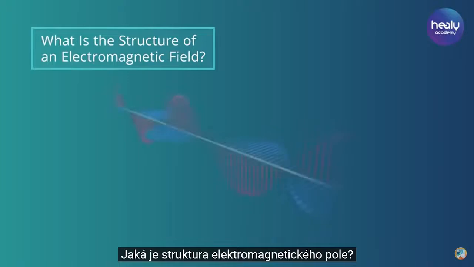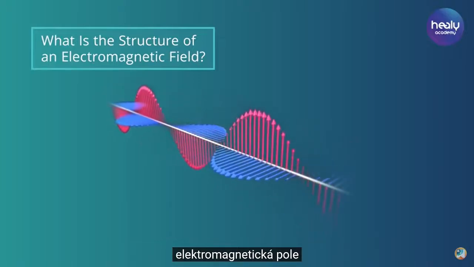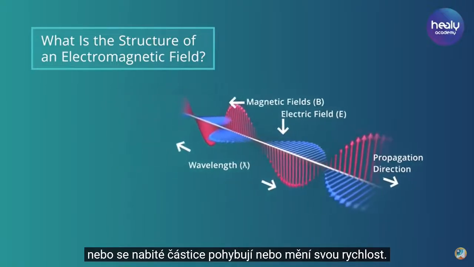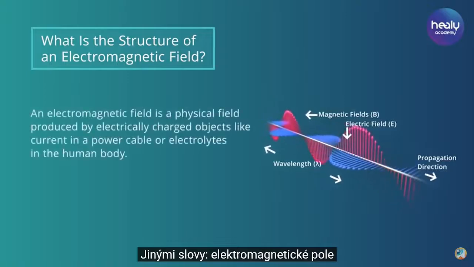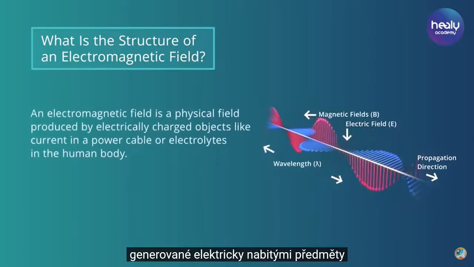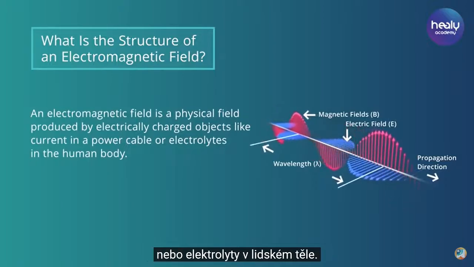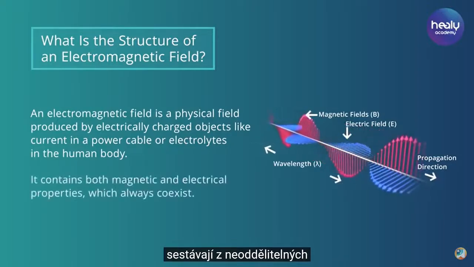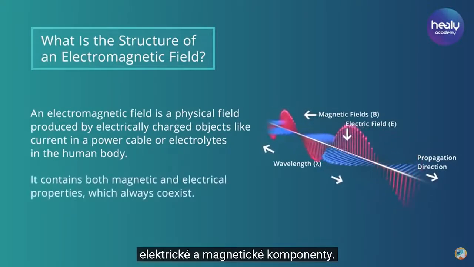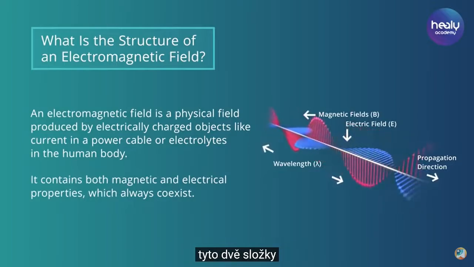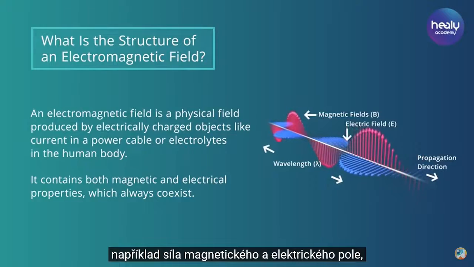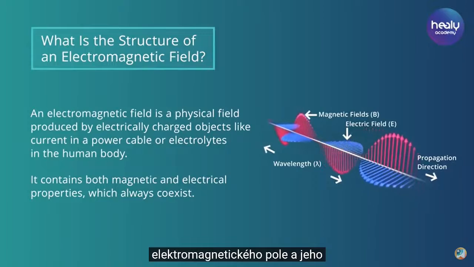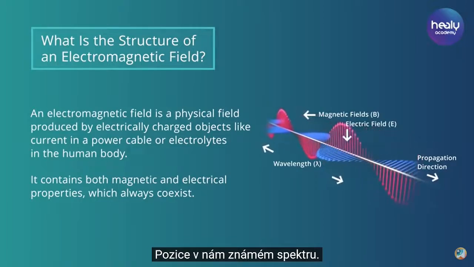What is the structure of an electromagnetic field? Electromagnetic fields are created as soon as charges or charged particles move or change their velocity. So in other words, an electromagnetic field is a physical field produced by electrically charged objects like current in a power cable or electrolytes in the human body. As the name suggests, they are composed of inseparable electrical and magnetic components. Together, the physical parameters of these two components, for example, magnetic and electric field strength, wavelength, and flux direction, define the specific properties of an electromagnetic field and its position in the spectrum known to us.